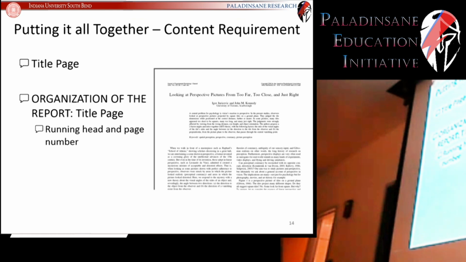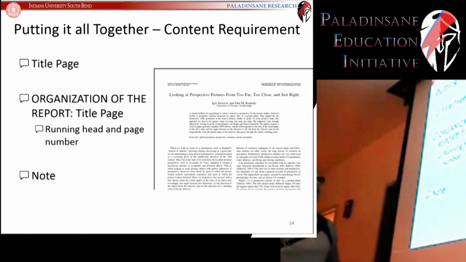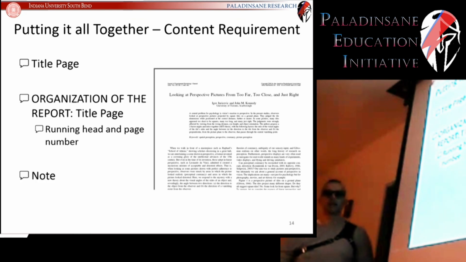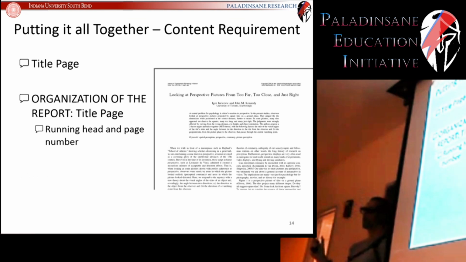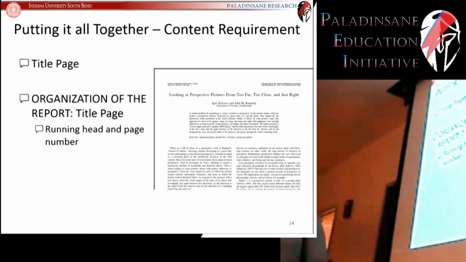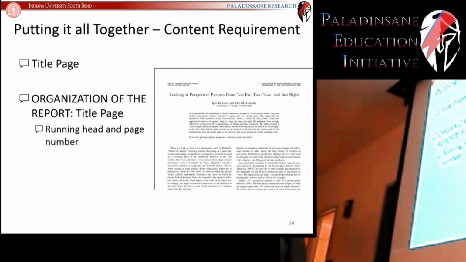Running head and page number, that is required. So the running head is a shortened title that is in the top left of your page. Your page number is in the top right of your page, I believe. You might want to double check on the page number where it goes. I believe it's top right. But your running head and page number, you'll have to include those.